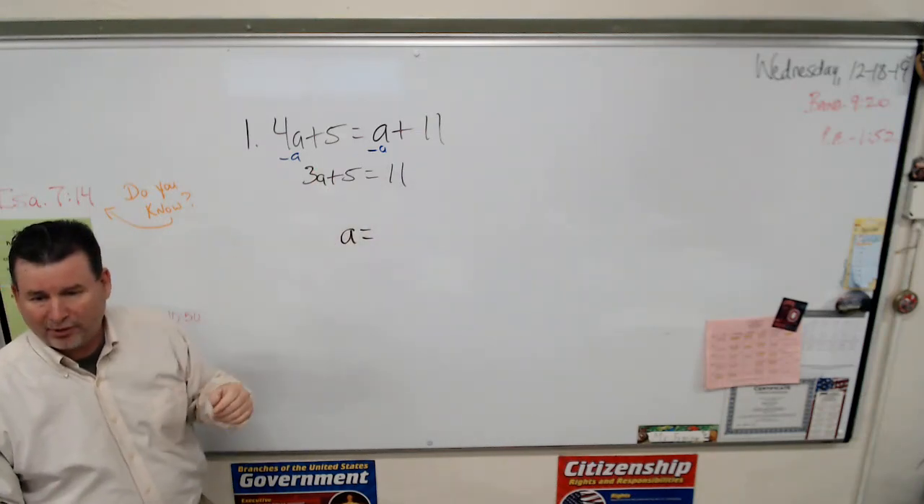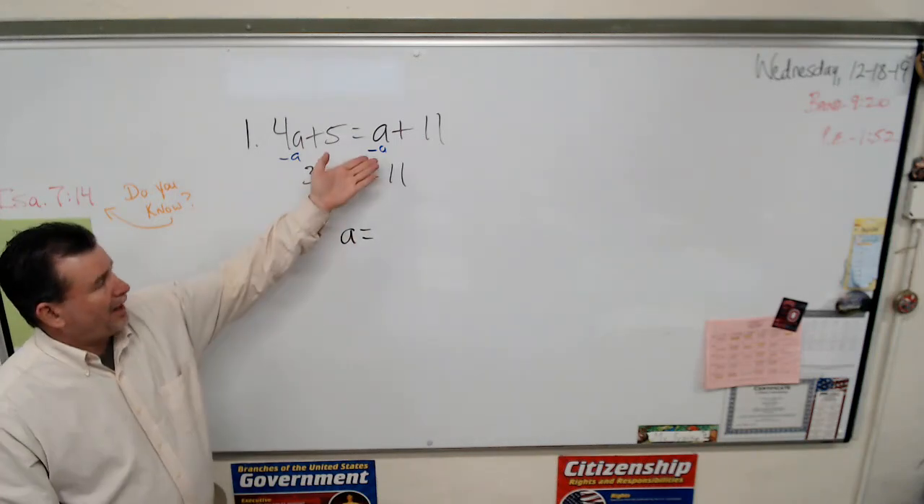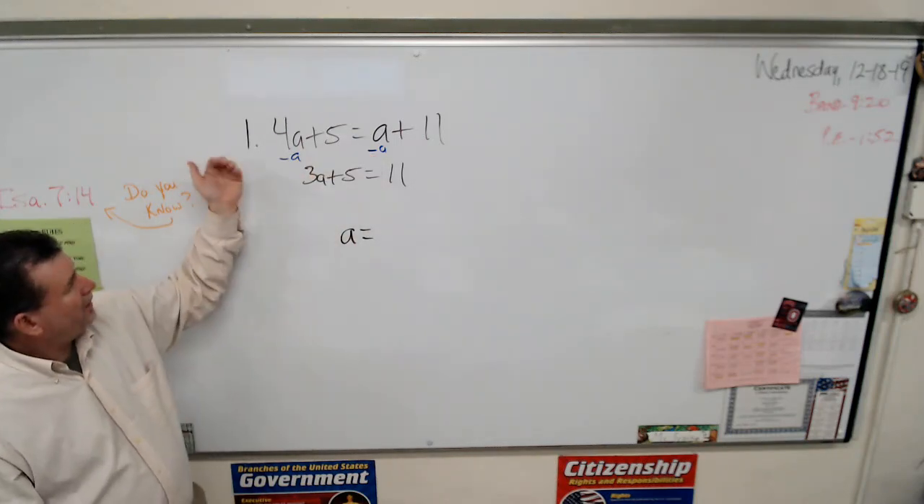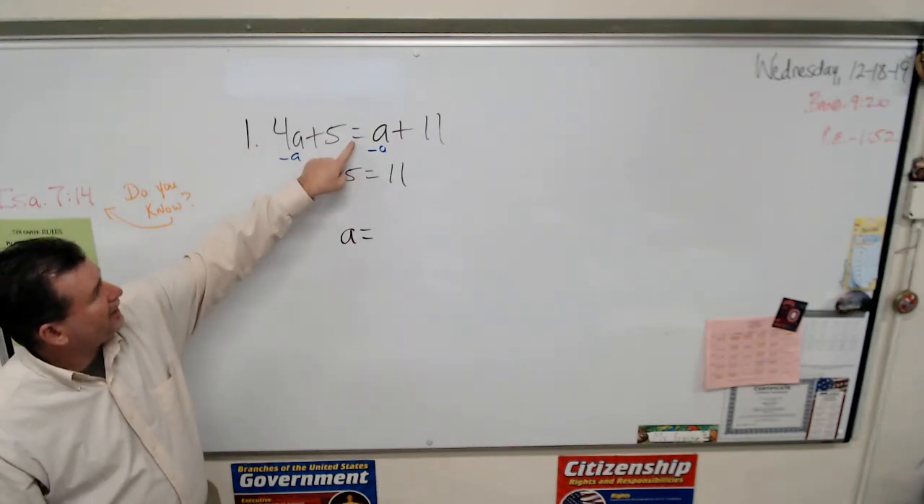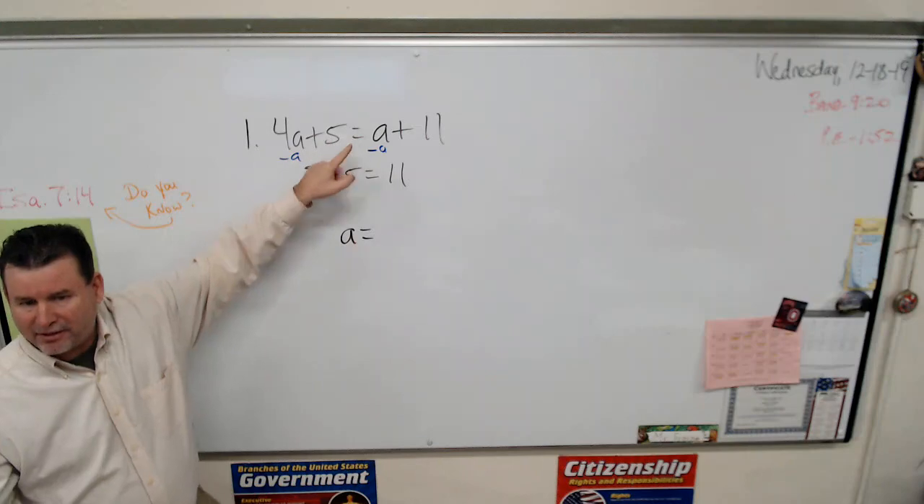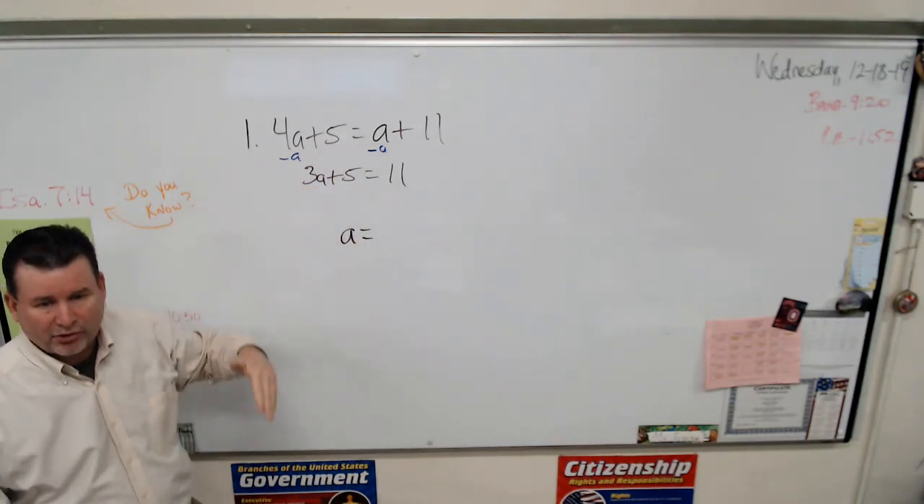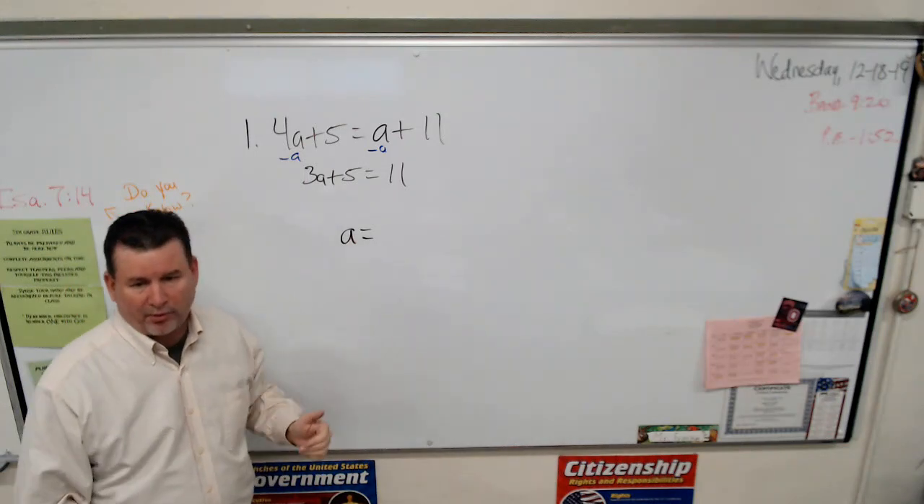So guess what I can do? It's not magic. It's mathematical. I subtracted 1a over here, I subtract 1a over here. See this guy in the middle? What is he? Equal. What's that mean? That means they're the same on both sides. And if I treat them the same, they're still going to be the same on both sides.